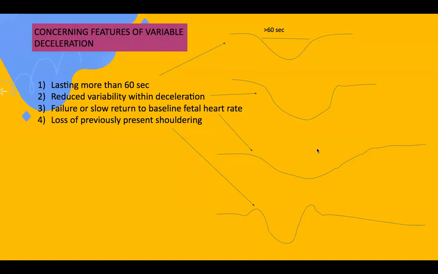Now, can anyone repeat the concerning features, please, so that we will remember everything over here? If it lasts more than 1 minute, it takes a long time to return, reduced variability within the deceleration, and also there's an absence of the shouldering sign. Yeah, exactly. May I know who this is? Rekha. Oh, yes, Rekha. Thank you so much.